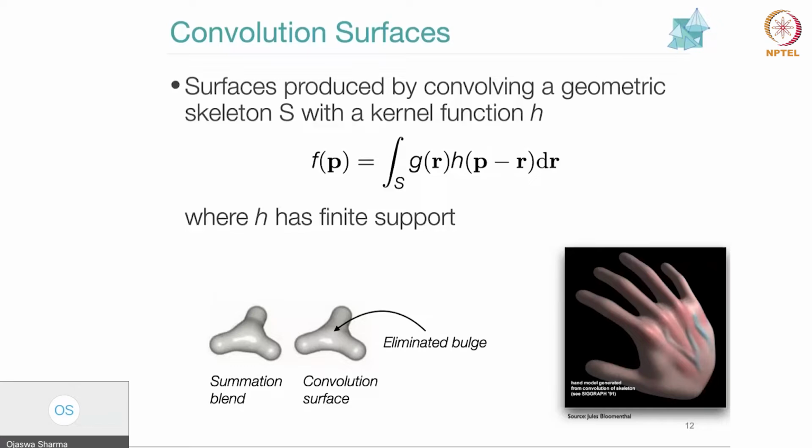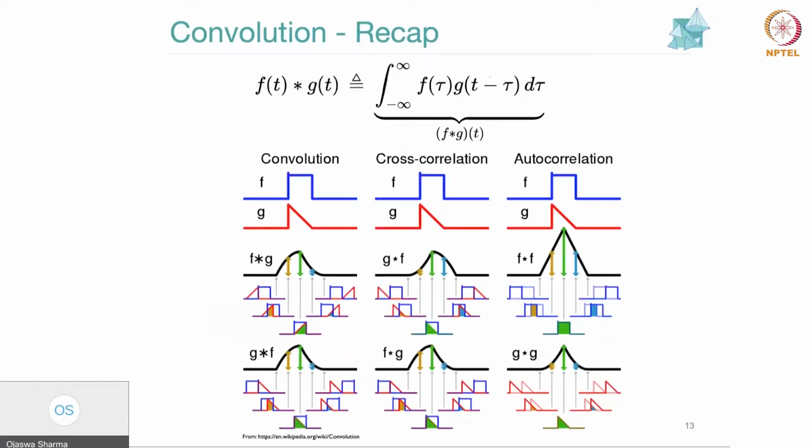It is defined in terms of two functions, g and h, where h, I believe, is known as the kernel function, and g is my other implicit function. So you convolve it with the kernel, and then you eliminate the bulge. And convolution is the same convolution as it is defined classically. And this is some recap of convolution in case you want to see.